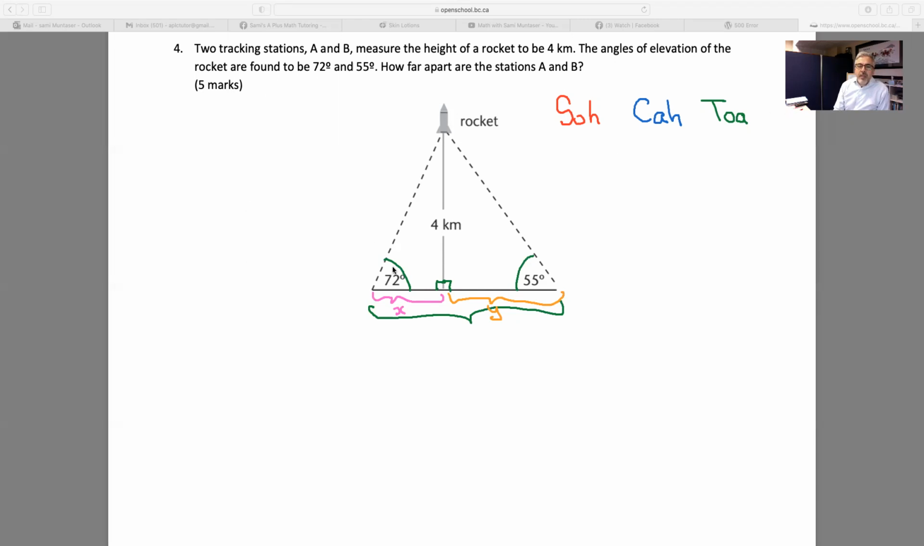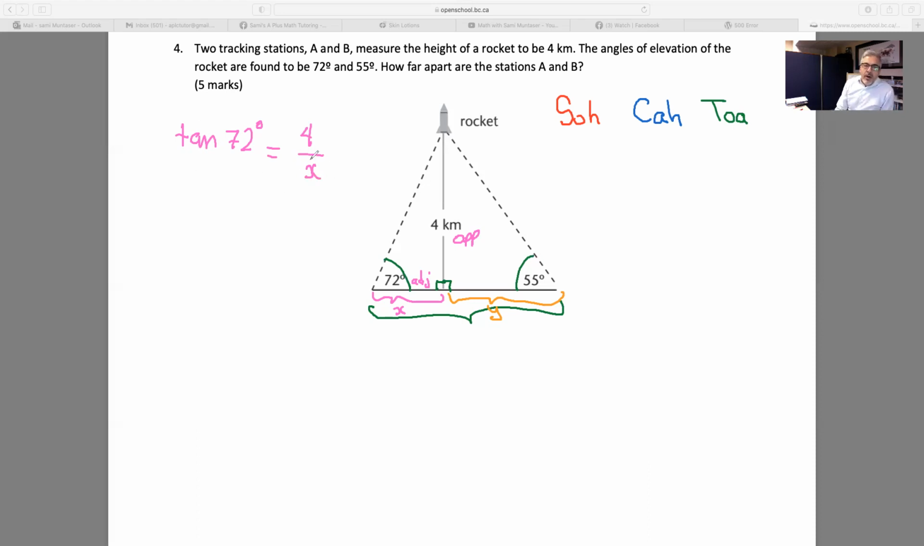To find X, I'm working with the angle 72. Now, with respect to angle 72, I'm given the opposite and I'm looking for the adjacent. This is the hypotenuse, the longest side, and the hypotenuse is always opposite to the right angle. We have to use TOA, because tangent is opposite over adjacent. So tan 72 degrees equals the opposite, which is 4 kilometers, over the adjacent, which is X.